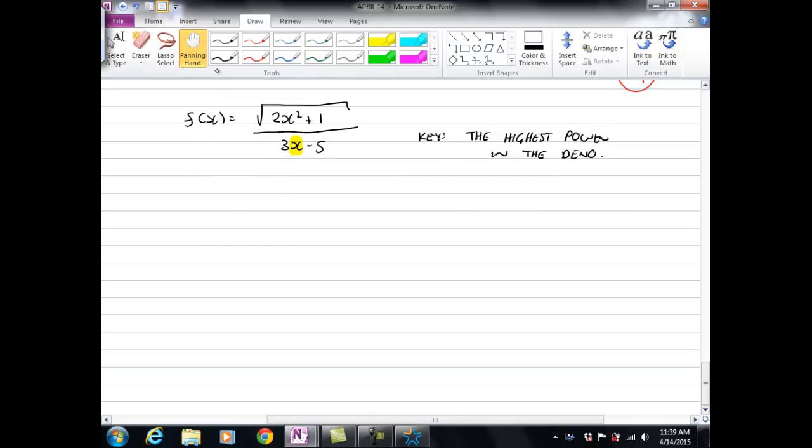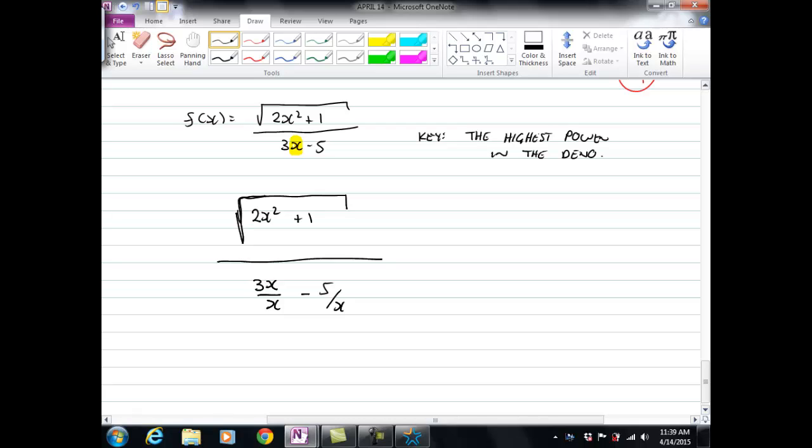I'm going to start with the bottom first, because the top is a bit tricky. I'm going to leave the top the way it is for now, 2x squared plus 1. I know I'm going to divide by something, 3x. I'm going to divide everything by x. See? Minus 5 over x. Here comes the tricky part. If I'm dividing everything on top by x, which means I'm dividing this by x, I'm dividing this by x.